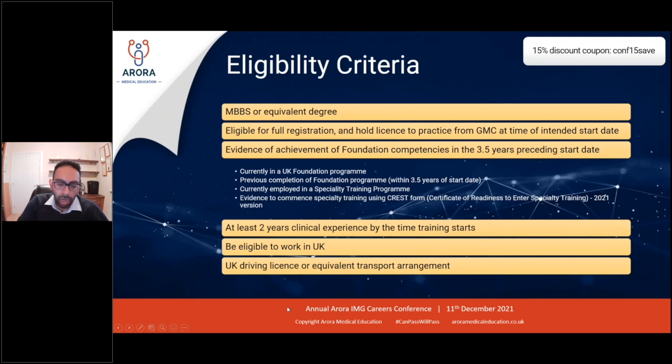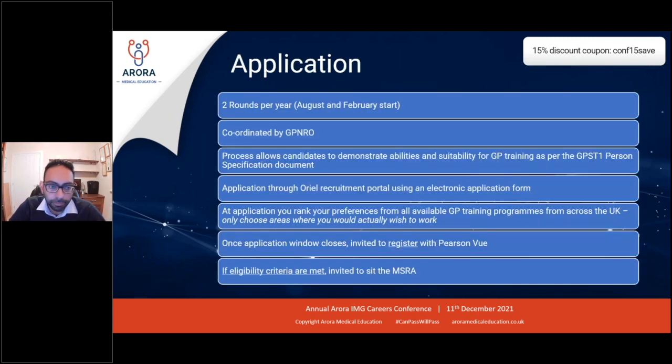You need a UK driving license or equivalent transport arrangement because you have to do things like home visits when you're a GP trainee. So they need to know that you can travel to go and see people in home environments, for example. So there's quite a few eligibility criteria. So before you think about applying, make sure you look at these in detail and you get those all ticked off in your mind, because the last thing is you get everything done except for one thing and then you can't apply because of that one thing.